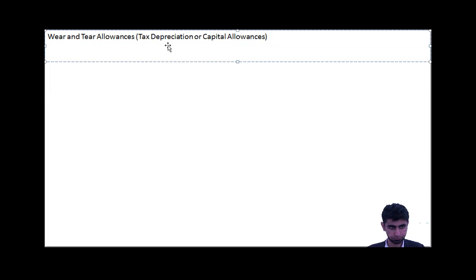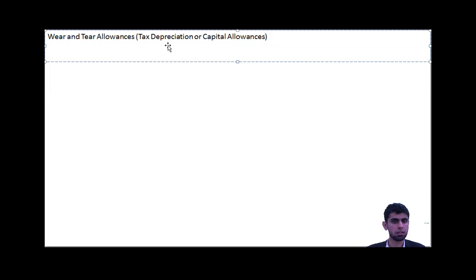So let's get started. First of all, let's define what is wear and tear allowance. Okay, this is actually your tax depreciation, or you can call it capital allowances. So you will come across different names, but they all mean the same. Okay, so this is the amount of depreciation allowed by the tax authorities.